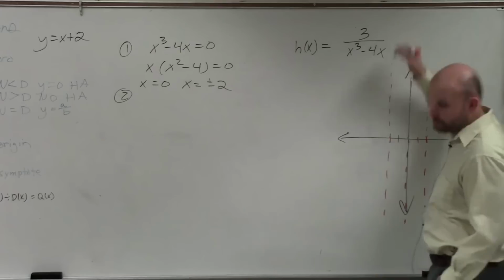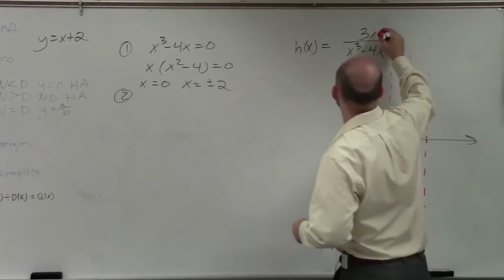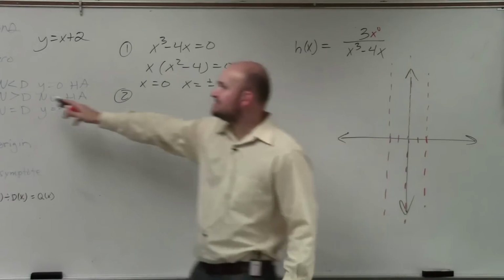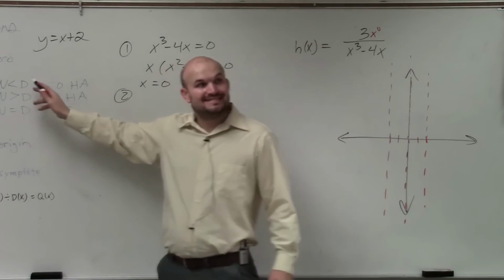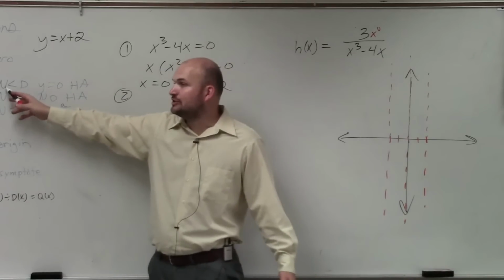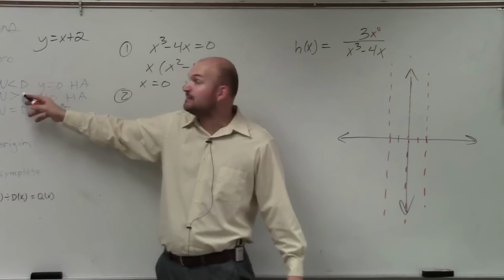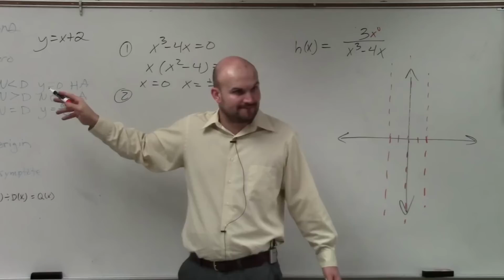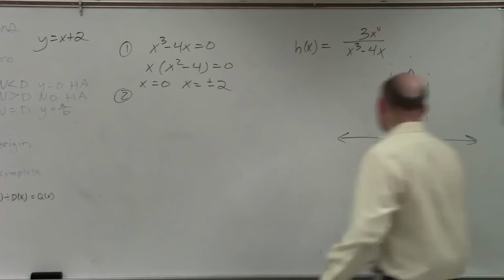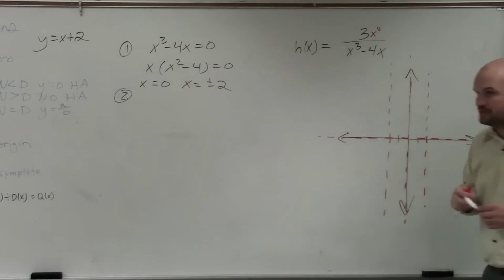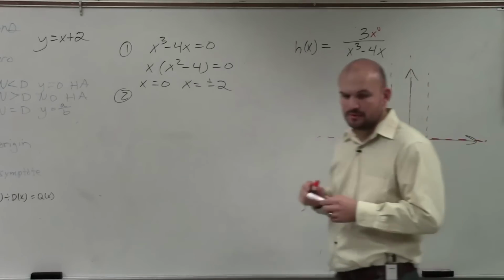So the degree in the numerator, hopefully you guys understand, is 0. N represents the degree in the numerator. D represents the degree in the denominator. In this case, when the degree in the numerator is less than the degree in the denominator, y equals 0 is your horizontal asymptote. Does everybody see that? OK. So now I create a horizontal asymptote at y equals 0. OK?